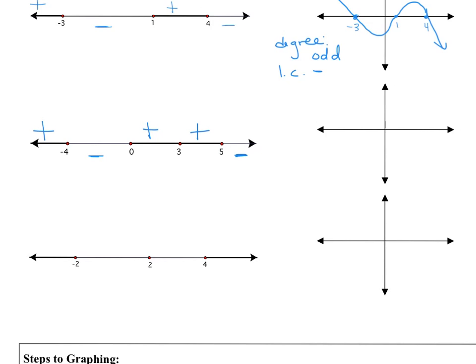So even just looking at my number line, I can figure out even versus odd, because I have a plus sign on the left and a negative sign on the right. So I know that my polynomial is going to be an odd degree polynomial because they go in different directions. And I also know that my leading coefficient is going to be negative because my right end behavior goes to negative infinity. So we'll plot those points on my x-axis. So negative 4, 0, so right there at the origin, 3, and 5.